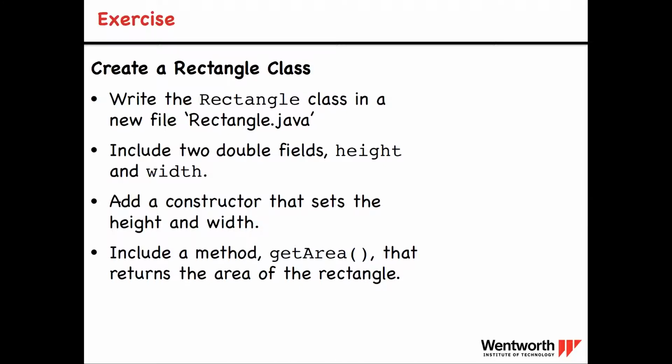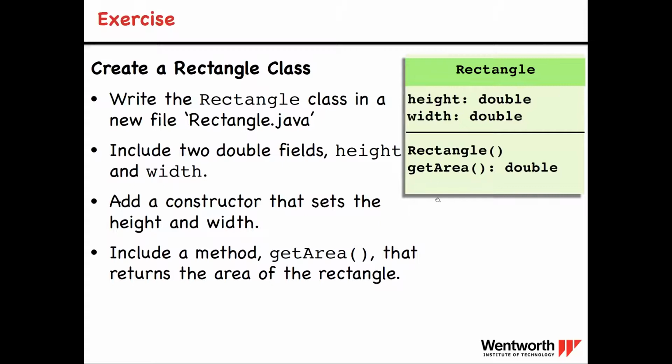We're going to include two fields as part of this rectangle, a height and a width. We're going to add a constructor that plays the role of initialization. It's going to set the height and the width. And then we're going to include a method called getArea, and this is going to return the area of that rectangle. So it's not going to be a lot of code, but it's going to show you that we can create a blueprint very easily for what a rectangle is. And then in a little bit, we will create a main that will be able to instantiate rectangles.